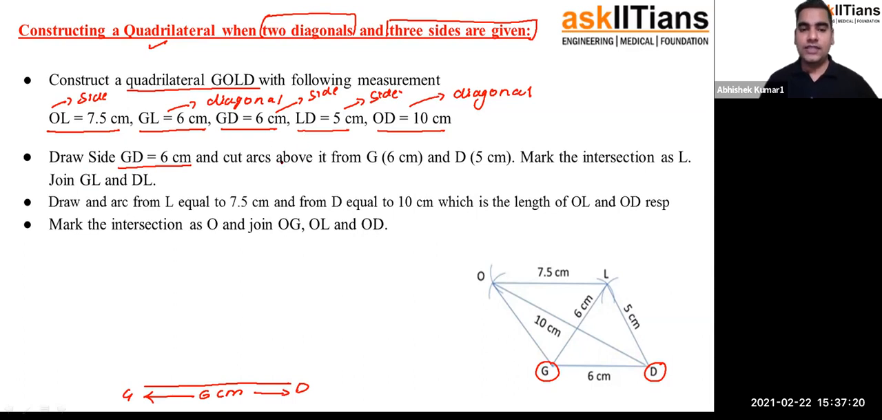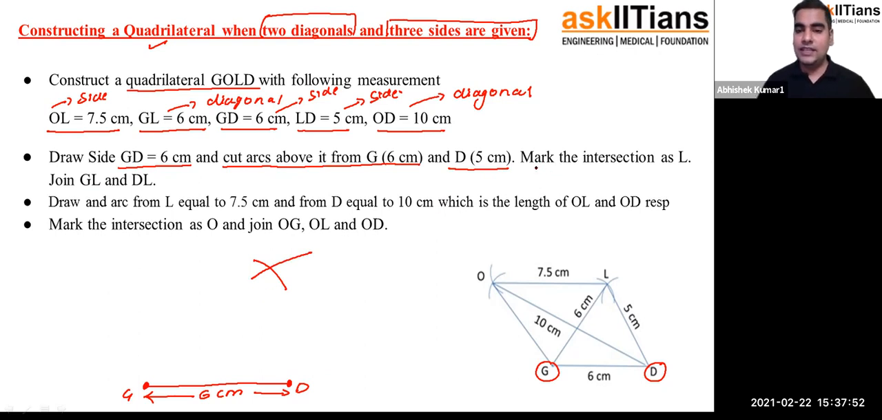GL is equal to 6 centimeters, so you have to cut an arc above it from G, considering G as a center. So if I assume G as a center, I have to cut an arc of length equal to 6 centimeter to form GL. Then I have to cut another arc assuming D as a center, whose length is equal to 5 centimeter to form DL. So assuming D to be the center, you have to cut an arc of length equal to 5 centimeter.